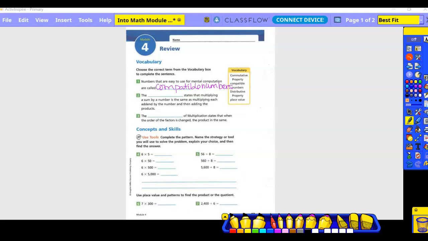Okay, the blank states that multiplying a sum by a number is the same as multiplying each add-in by the number and then adding the products together. So that is what type? Distributive property.